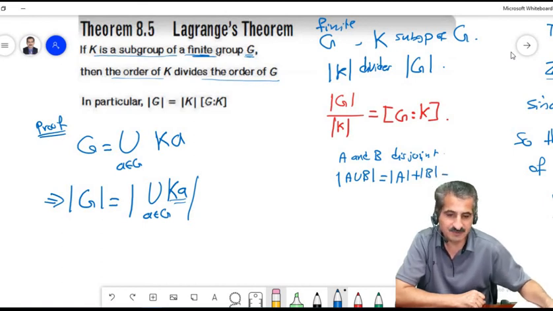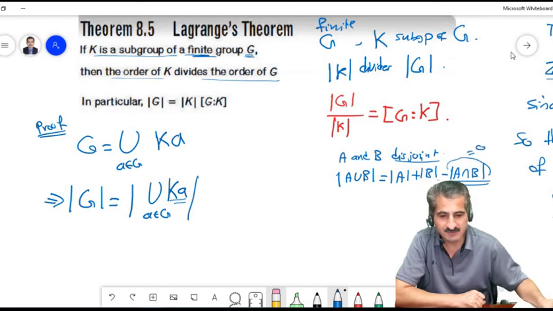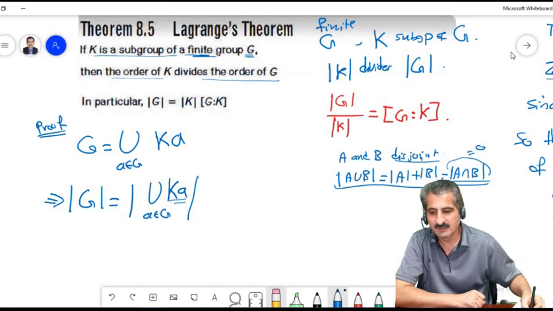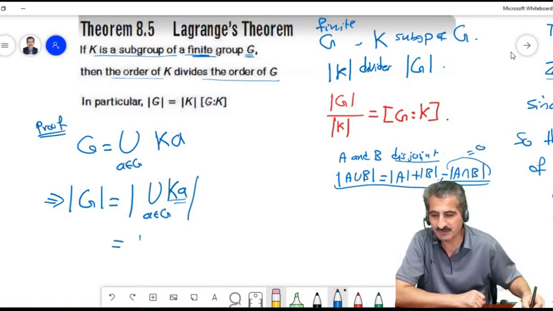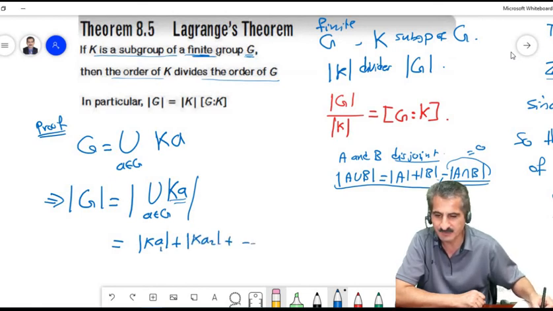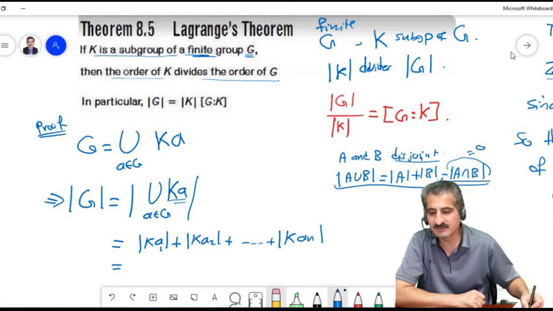Actually, in fact, in general, the order of the union of two sets is the addition of their orders minus the order of their intersection. But we are saying they are disjoint, so this equals 0. So we got that. And now all these cosets are disjoint, so we'll have the order of Ka1 plus the order of Ka2 and so on. We are assuming K is finite, so we can write it this way, and then the order of G equals the summation of the orders of the disjoint cosets.